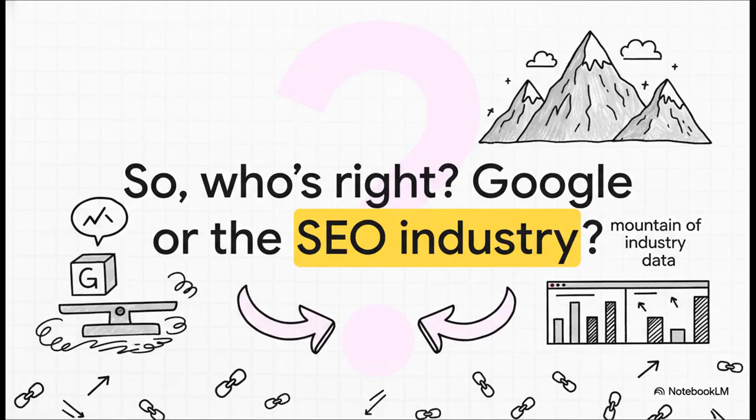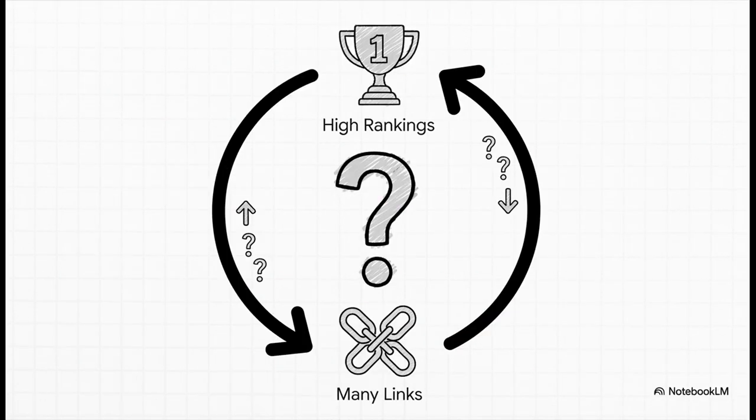And this really gets us to the core tension in the modern SEO world. You've got Google on one side saying one thing, and then you have a mountain of industry data that seems to be saying the exact opposite. So, who are we supposed to believe? The answer, well, it lies in this classic statistical puzzle. It's the ultimate chicken or the egg problem.